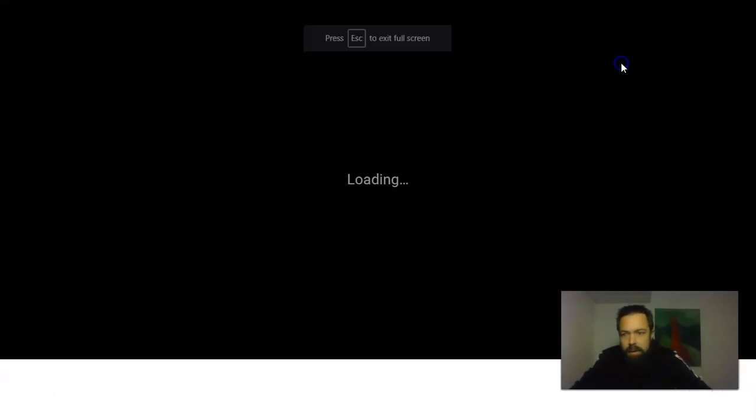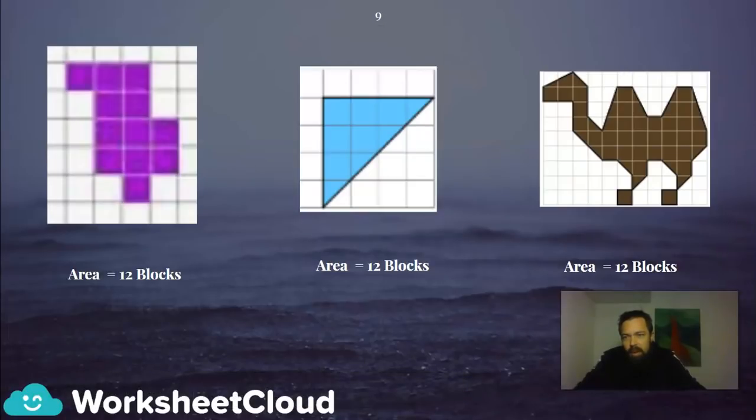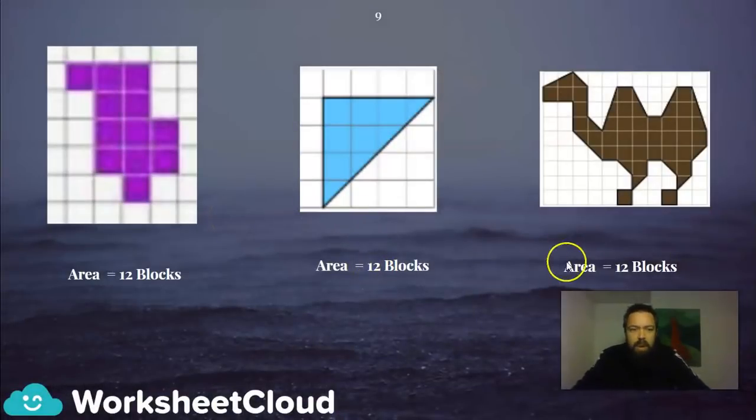Okay, looking at this. So this is again counting blocks. If we have a shape like the one on the left, you can count how many blocks there are inside. So 1, 2, 3, 4, 5, 6, 7, 8, 9, 10, 11, 12. So the area of that is 12 blocks. Looking at the second one, I'm looking at my whole blocks first. 1, 2, 3, 4, 5, 6, and then these 2 halves make 7. These 2 halves make 8. Copied and pasted, silly me. All right, so that should be 8 blocks, and then this one we'd have to count all of them.